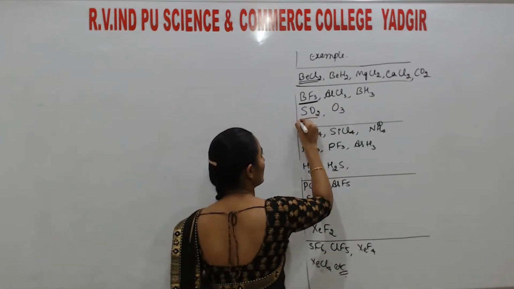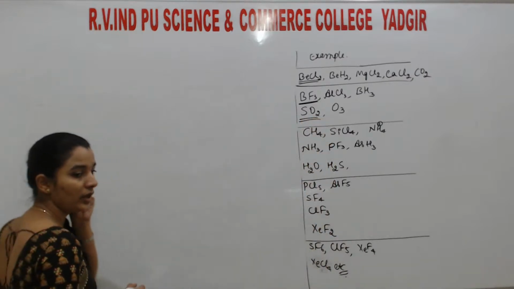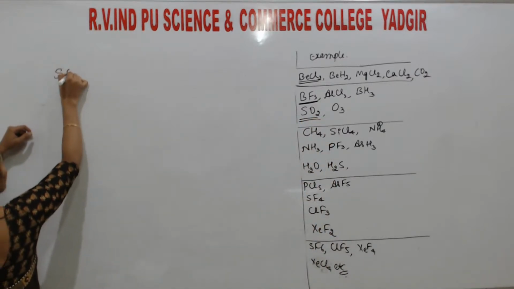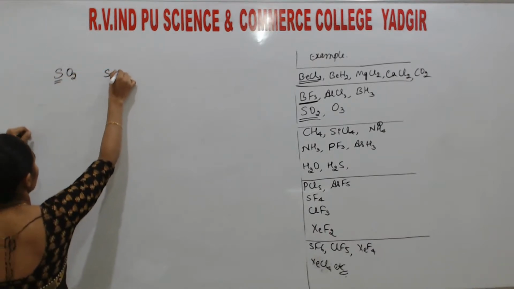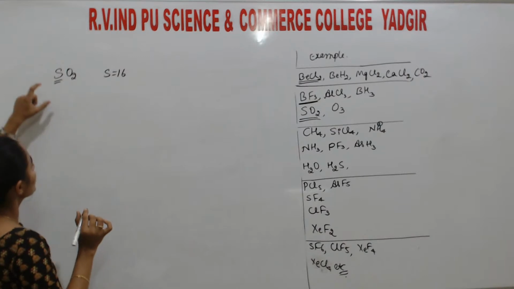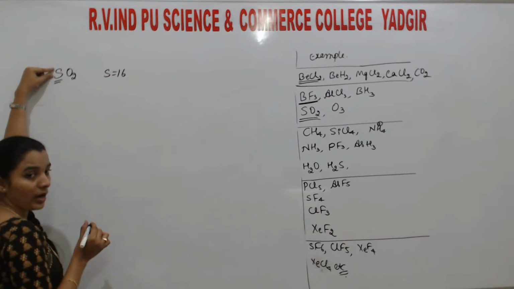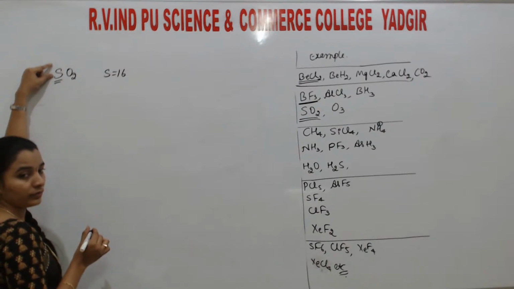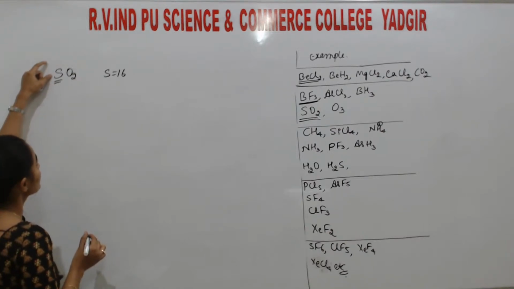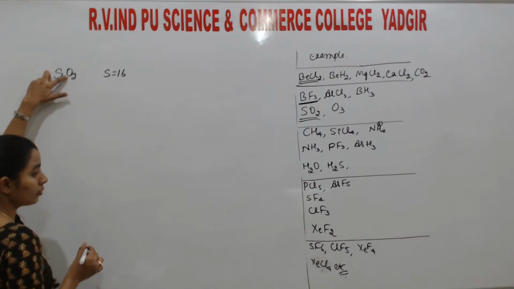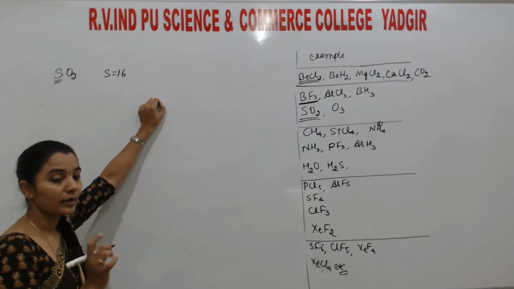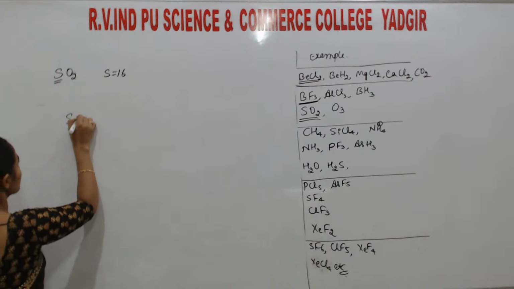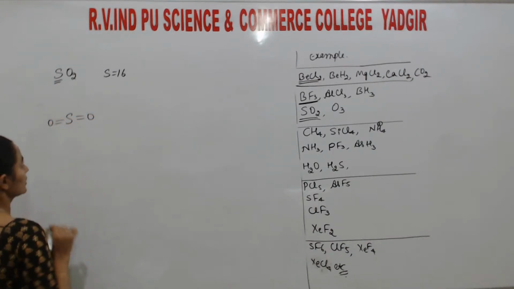This one, SO2. Okay? So listen here. SO2. Sulfur is there. Sulfur atomic number is 16. Initially you write the type of the molecule. Okay? And listen students, in this SO2, wherever oxygen is there, that is double bonded. Remember that. SO2 structure, it may be like this.